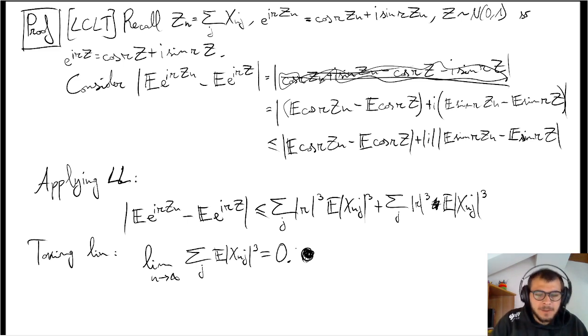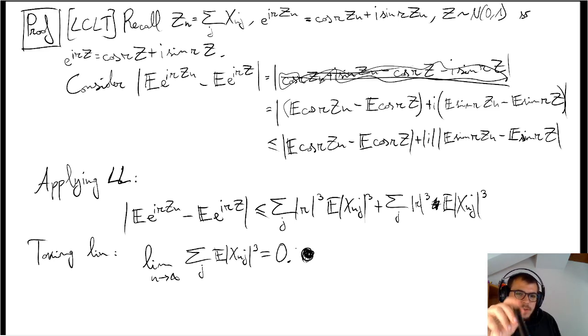So the sum of the expectations of the random variables. What are we doing here? We sum over the columns the expectations of the random variables.